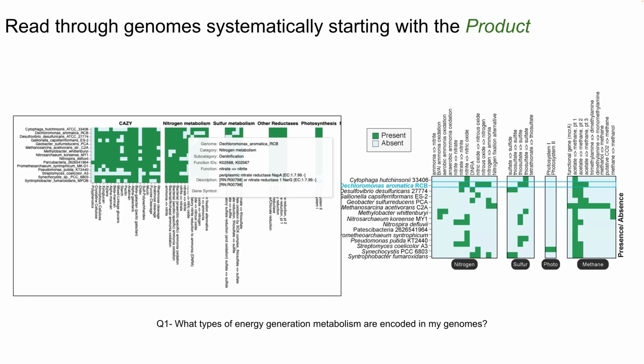One question you can have when you're looking at a genome is what types of energy generation metabolism are encoded in your genomes. That's one thing you can fairly start with in the product. Not every form of energy metabolism is in the product, but we're building more in. You can at least take a really good stab at the most common environmental metabolisms here.